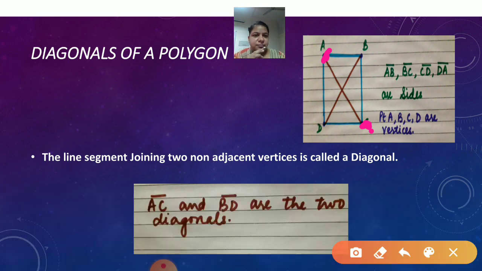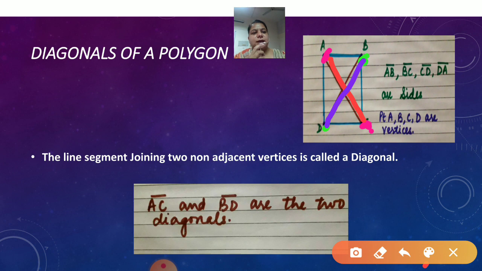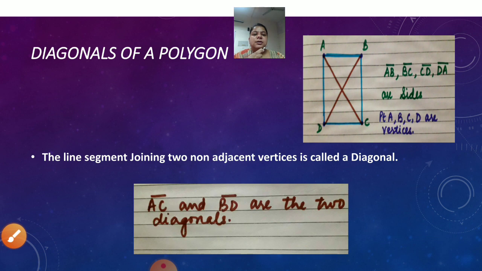Now what are the diagonals? If I join two non-adjacent vertices, A and C, which are non-adjacent, this will become a diagonal. Now there are two more non-adjacent vertices we will talk about: point B and point D. Again, these two are non-adjacent vertices, right? If I join these two points with a line segment BD, make sure you write down the line segment name as BD. So BD is also a diagonal. So in this polygon there are two diagonals, AC and BD. I repeat, what is a diagonal? The line segment joining two non-adjacent vertices is called a diagonal.